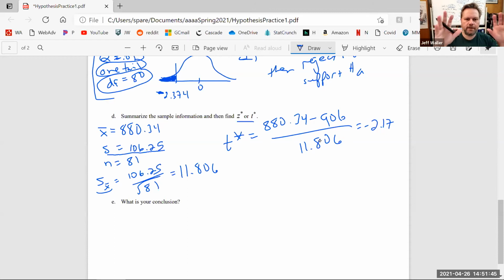All right, let me see if you guys are cool with this. First thing is, you're completely cool with this. I'm never going to ask you to find a p-value for a t-score, ever.